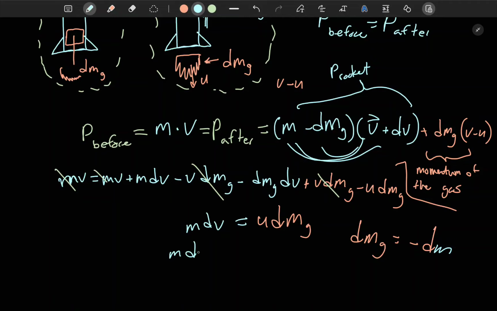So we have m dv is equal to u dmg. And u is actually just the escape velocity of the gas. So u is equal to the velocity at which gas is expelled.